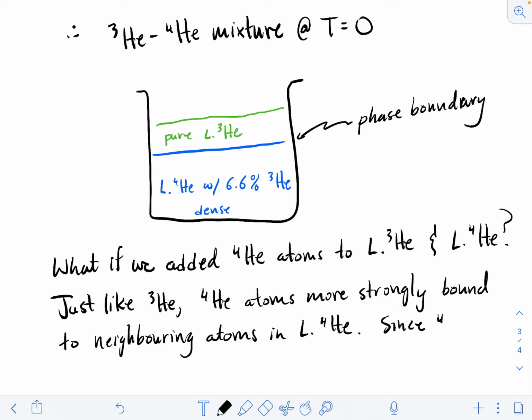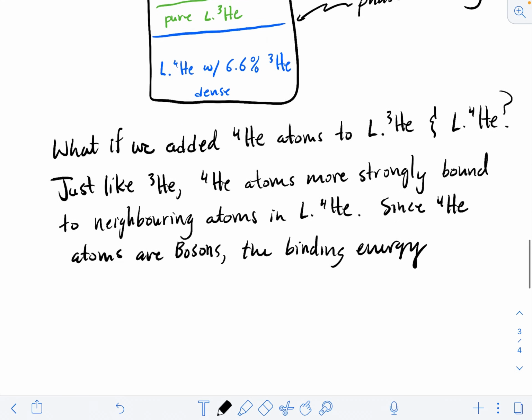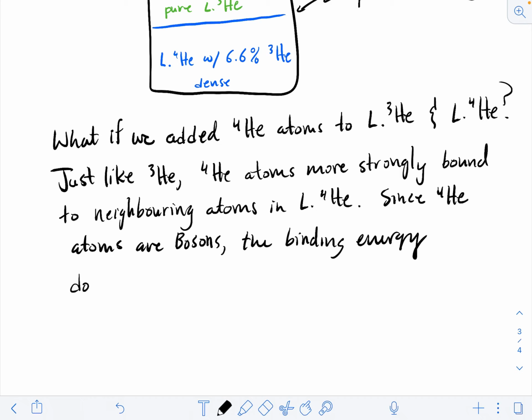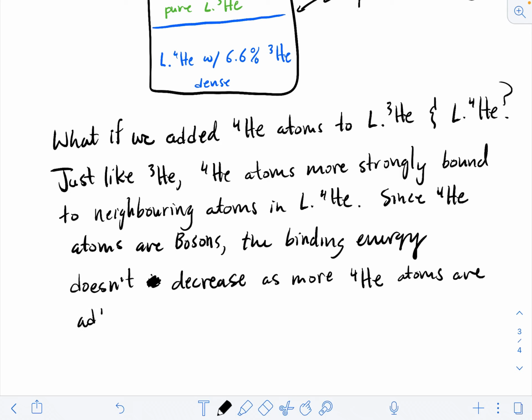So since helium-4 atoms are bosons, the binding energy doesn't change, or it doesn't decrease, as more helium-4 atoms are added. Okay, good.